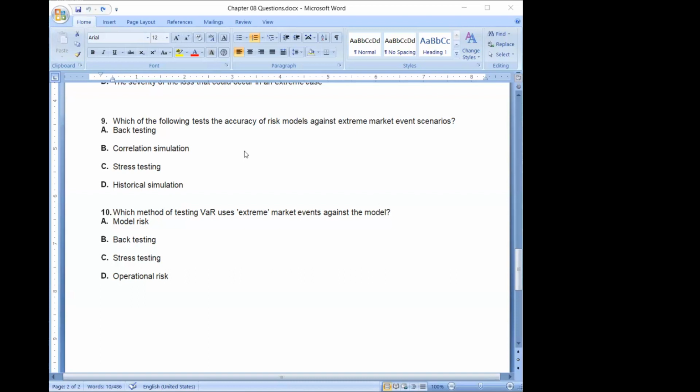Let's see the question. Which method of testing VaR uses extreme market events against the model? Model risk, backtesting, stress testing, operational risk. I think more or less similar questions, the answer is the same. Stress testing. So yes, you have got the correct answer. It's C.